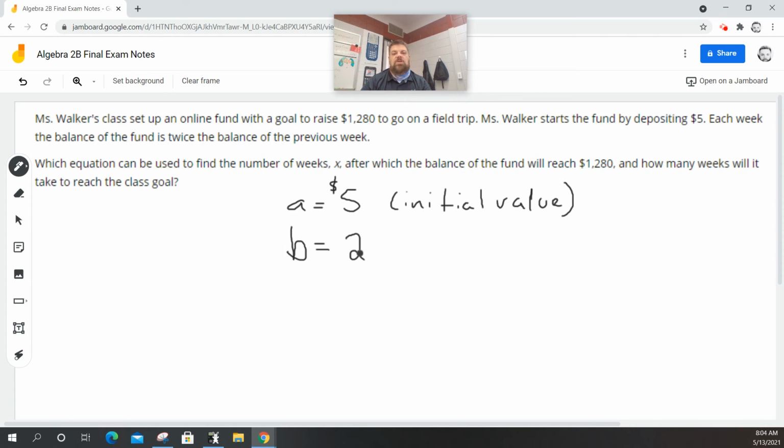Or we could think of it in terms of increases by 100%. So that's really like 1 plus 1. Remember that 100% as a decimal just equals 1. So that 1 plus the rate, we're really saying 1 plus 100%, and that's 2. But when they say doubles, the base is 2. When they say triples, the base is 3. When they say quadruples, the base is 4. So that's kind of easy. C is the final value, which is 1,280.